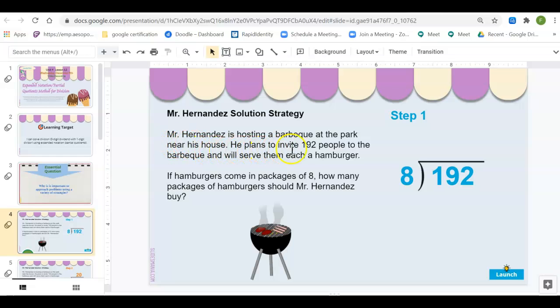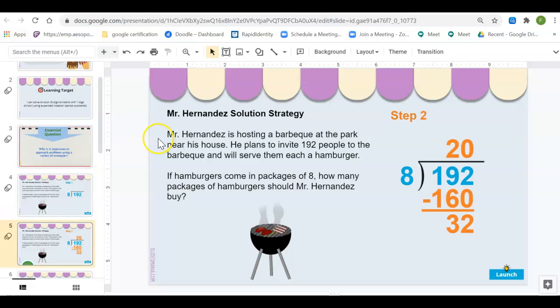Mr. Hernandez is hosting a barbecue at the park near his house. He plans to invite 192 people to the barbecue and will serve them each a hamburger. If hamburgers come in packages of 8, how many packages of hamburgers should Mr. Hernandez buy? Make sure to pause this video as often as you like so that you can review the actual strategy and read the problem again if you need to. This is 192 divided by 8. So step 1, 192 divided by 8.